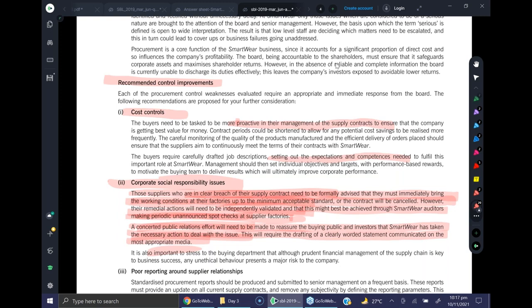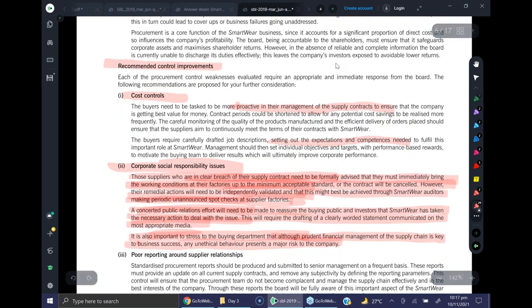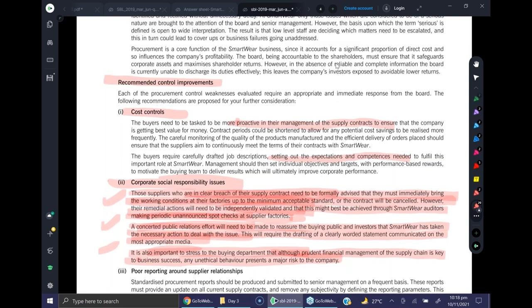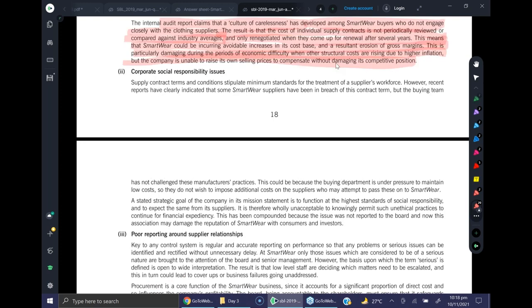Okay, last point. It is also important to stress to the buying department that although prudent financial management of the supply chain is key to business success, any unethical behavior presents a major risk. So this is what we discussed at the very beginning, that we have to educate our team. Yeah, some sort of training, education, that this is important for the company. So you see that examiner is suggesting more than one way to overcome this problem, and that way you get 2 marks for suggestions only. Okay, guys, let's complete this exhibit.